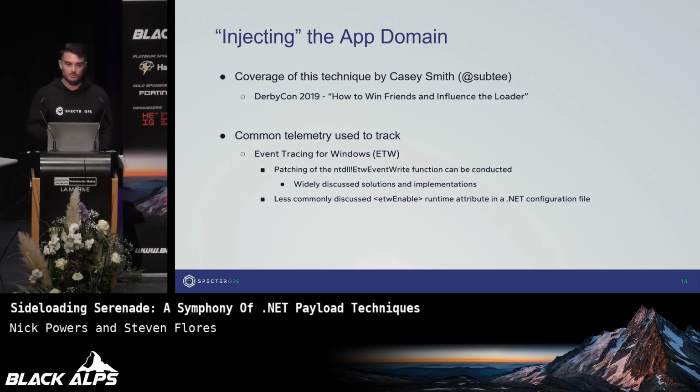And common telemetry used to track new applications loaded into app domains, a popular way to track that is ETW. There are a couple ways you can get around this from a user mode perspective. The canonical example would be patching the ETW event write function within NTDLL, but there's a less commonly discussed method to do the same thing, which is taking advantage of that same .NET configuration file that we're starting to talk about. There's an attribute that you can use called ETW enable. It's documented on MSDN, and you just set this to false, and then the process will no longer have user mode ETW telemetry.